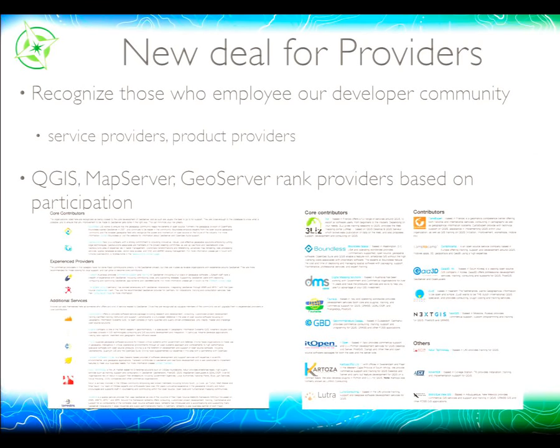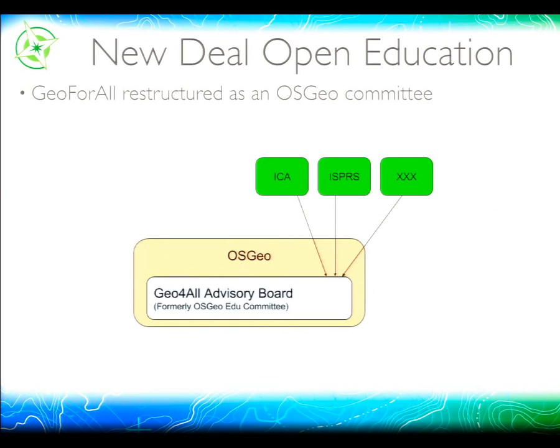It is proving popular. And this is another one for Helena, is we have successfully set up a new deal for open education. So the GeoForAll initiative has formally restructured itself as an OSGeo committee. And so this is the top source of, remember that vertical strategy? This is our top source of pulling in other organizations and helping them work together.